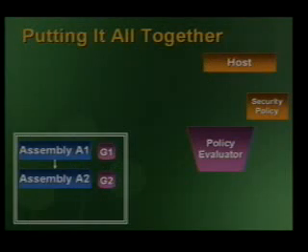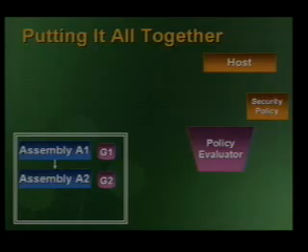Okay, so let's just walk through how this all fits together. Here we have on the screen an application domain with two assemblies loaded into it, A1 and A2. Again, the call stack grows down, with grants associated with it. We have our policy evaluator. That's the big purple thing on the right. And then we have the host and the security policy.